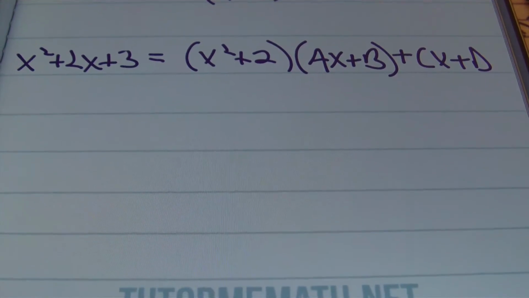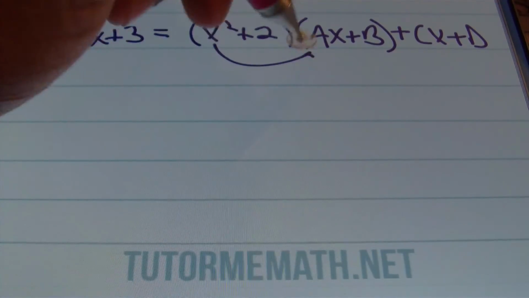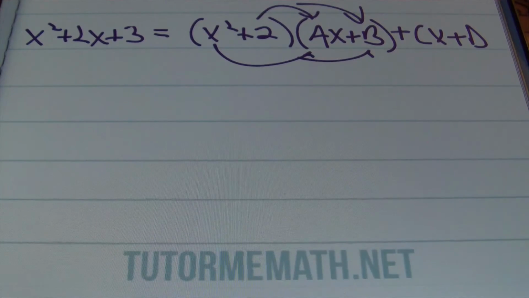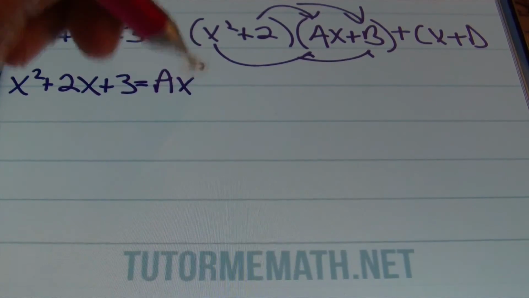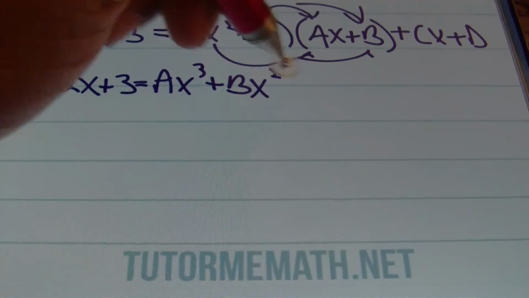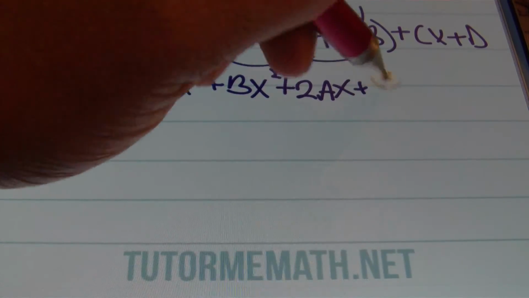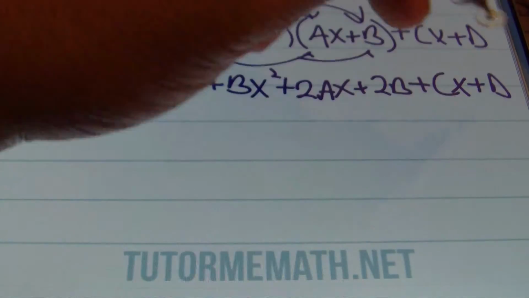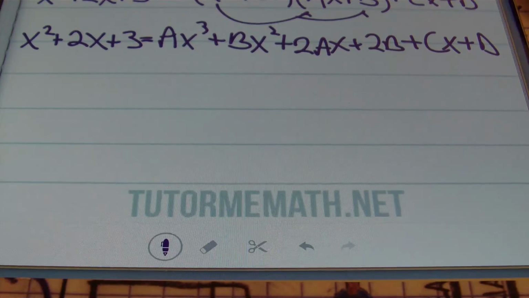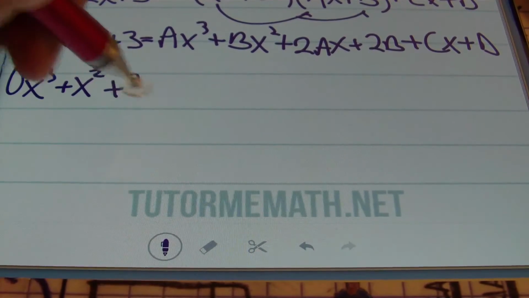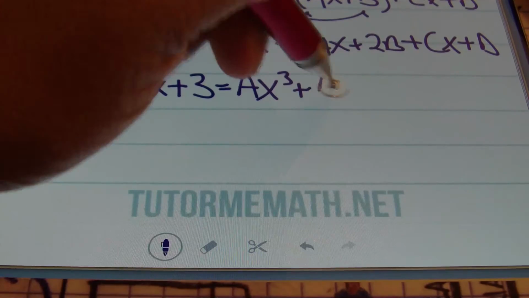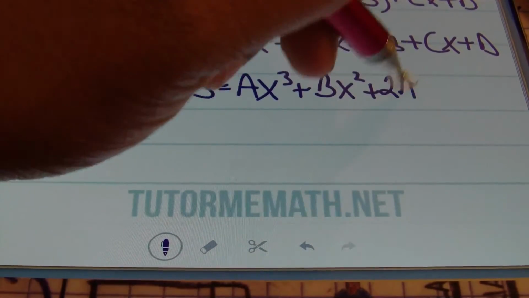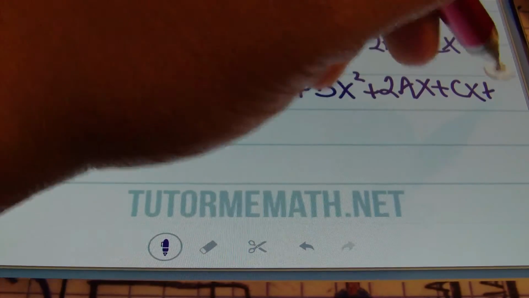All right, from here, you want to go ahead and multiply this out. That's right, distribute. In other words, get those arrows popping, okay? Get those arrows popping, all right? So I'm going to be bringing down the x² + 2x + 3 equals ax³ + bx² + 2ax + 2b + cx + d. All right, just like that. From there, ladies and gentlemen, you need to know that you have 0x³ terms plus an x² term plus 2x + 3, which equals ax³ + bx² + 2ax + cx + 2b + d.